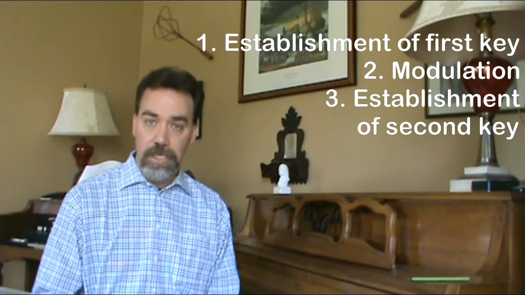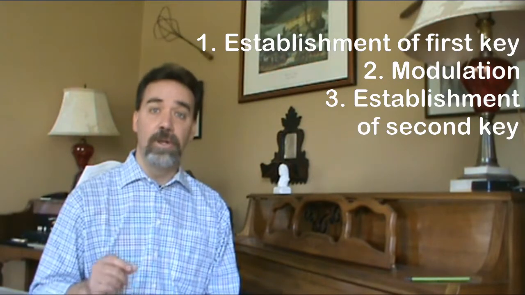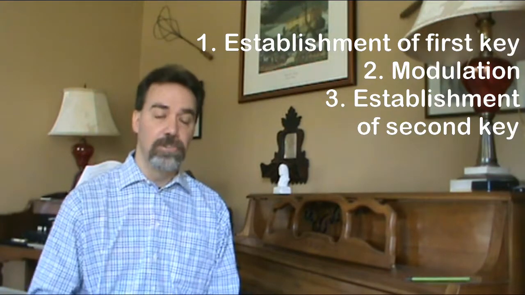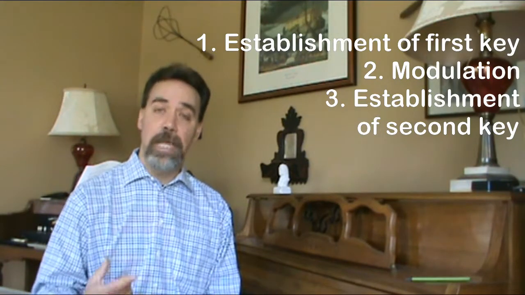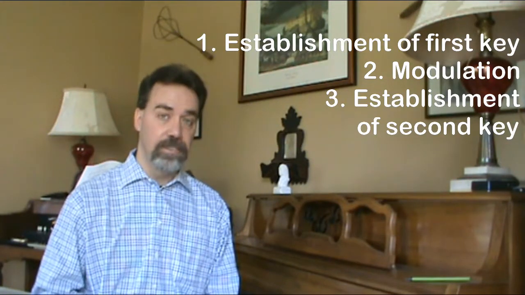So the three parts of a modulation are the establishment of the first key, and by establishment I mean that I do something convincing to make your ear think that we are in that home key. And then the actual process of modulation, which I'll talk about here in just a second. And then the arrival on the second key and its confirmation, the establishment of that second key, again, usually through some sort of cadence or expectation of a cadence that I give you. So creating a modulation oftentimes is taking a tonicization and expanding its scope in order to confirm that we are indeed in a new key and have a new tonal center.